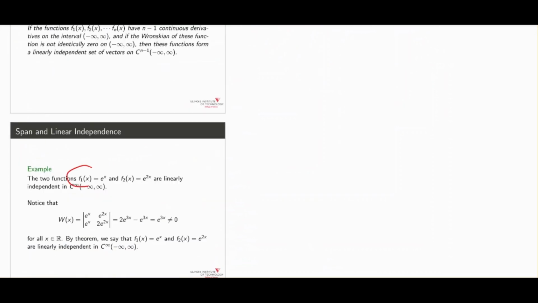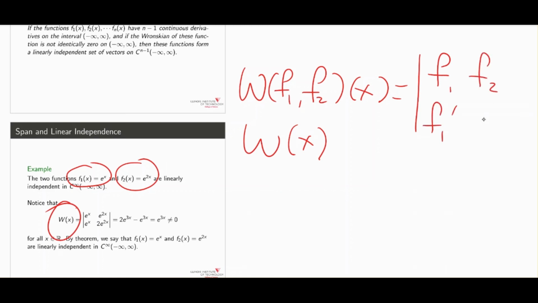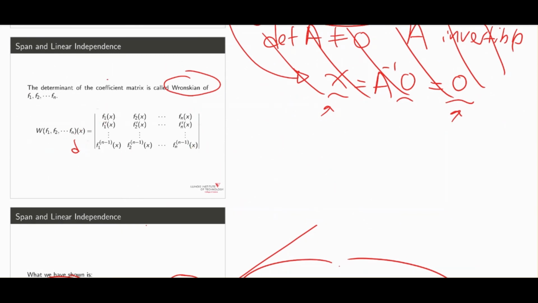It's pretty straightforward. We have the functions f1 is e^x, f2 is e^2x. Let's construct the Wronskian. Sometimes people write it like this, sometimes people are just lazy and write like this. This is the lazy version. The Wronskian is defined as the determinant of f1 and then f1 prime, f2 and then f2 prime. Wronskian is defined like this: you put the function f1 in the column and keep taking the derivative down the column. Move to f2, take the derivative down the column, all the way to fn, take the derivative down the column.